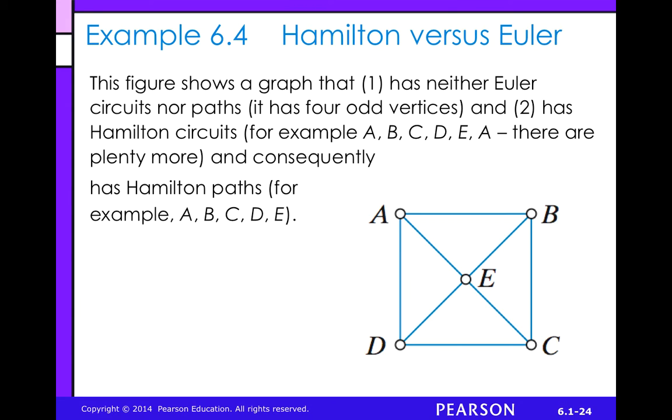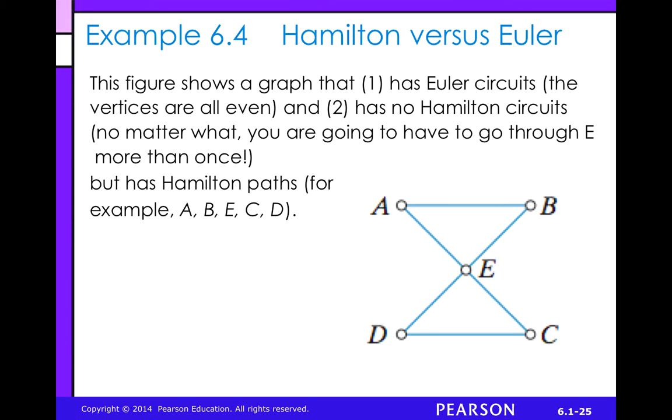This figure shows a graph that has neither Euler circuits nor paths because it has 4 odd vertices, but has Hamilton circuits. So, for example, how would this go? A, B, E, C, D, A. Back to A. There's a Hamilton circuit. Also has Hamilton paths. You can go A, B, E, C, D.